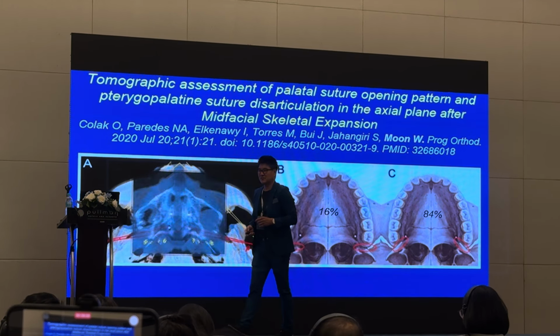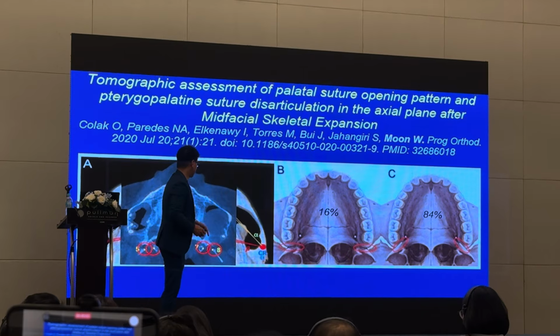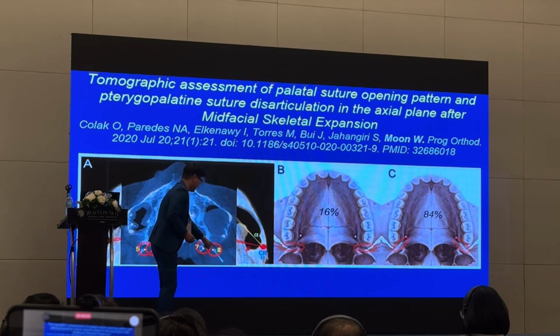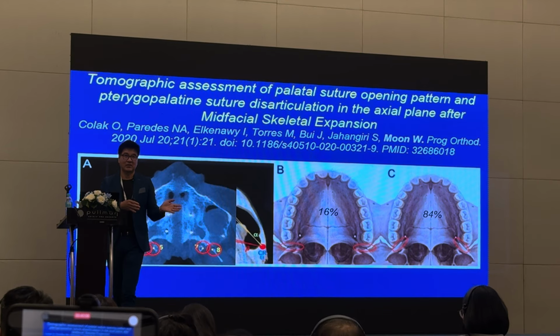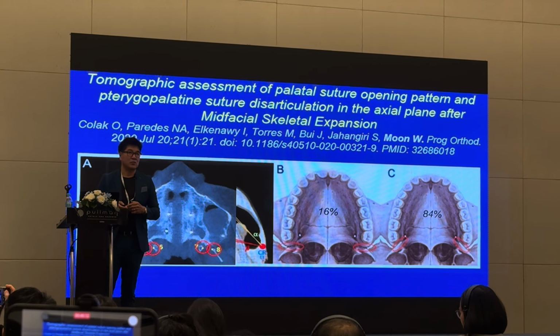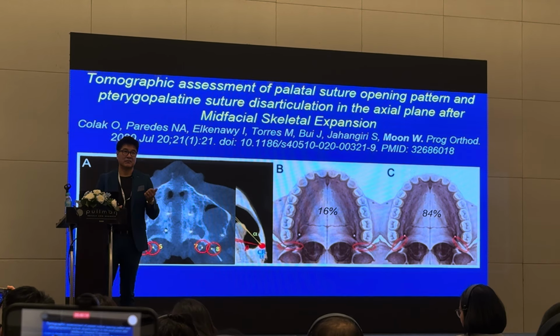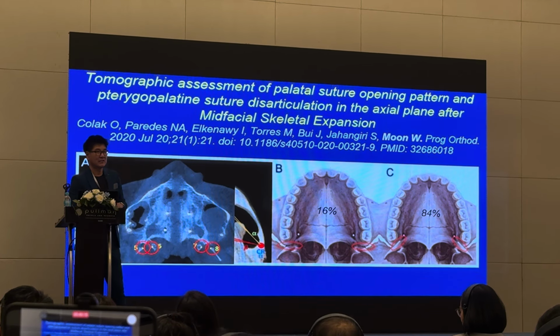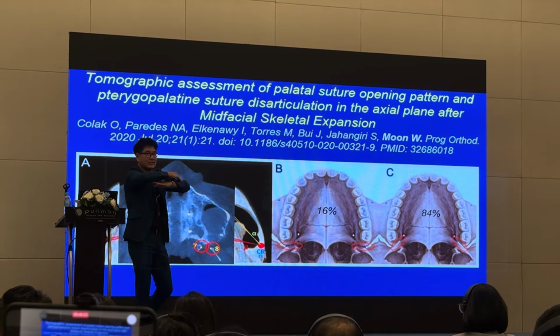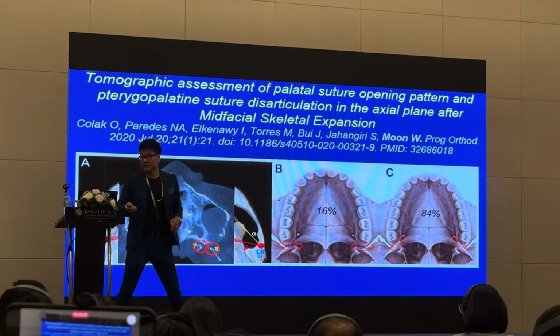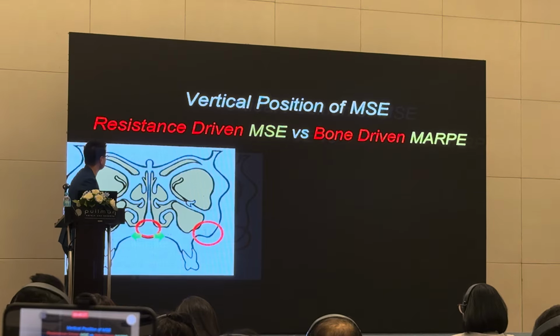So that was interesting. We decided to take some landmarks and look at the relationship changes from before to after expansion. And we found out that in 100% of the successful MSC cases, the Pterygopalatine suture is disarticulated. Sometimes you don't see the gap because the sutures are oriented like this. So that makes more sense.